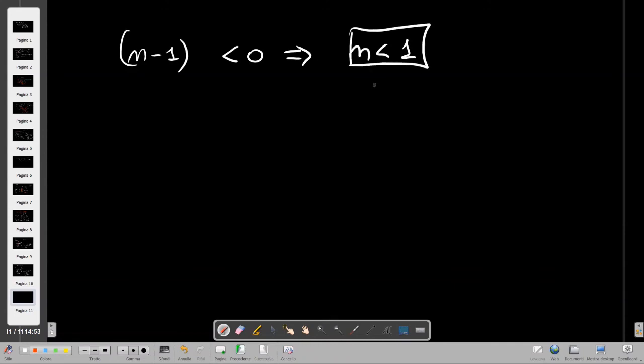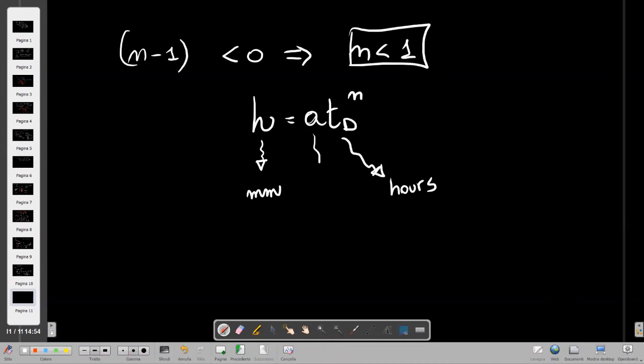Then, if n minus 1 should be lower than 0, then n should be lower than 1. So, in the relationship giving us the rainfall depth, the parameter n is a number lower than 1. Usually, the rainfall depth is expressed in millimeters and the duration is expressed in hours.